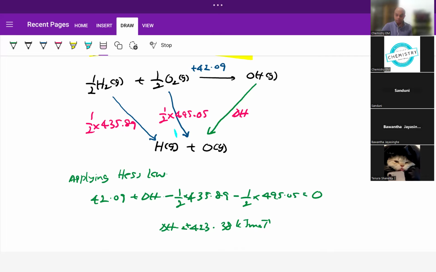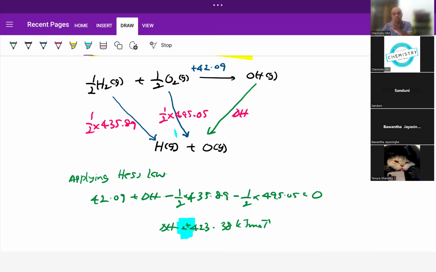What does this positive value mean? This positive one, this one. What does it mean? Positive means it's an endothermic reaction, right? Not an exothermic reaction. Endothermic reactions absorb energy. So absorbing energy means reactants have lower energy than the products, because the products are created by absorbing energy, which means the products have high energy.